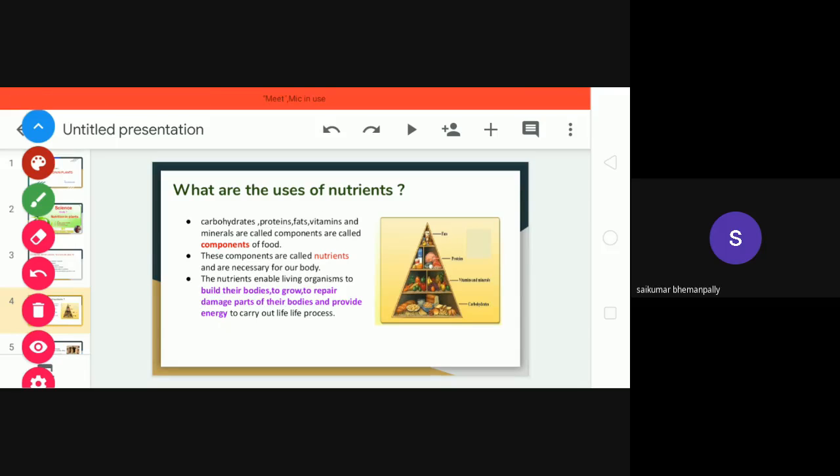So we already discussed that some of the nutrients help us to repair the body parts, right? So these are the uses of nutrients. They build their bodies, help them grow, repair damaged parts of their bodies, and provide energy. Right? Next.